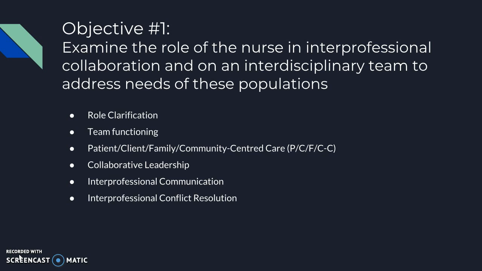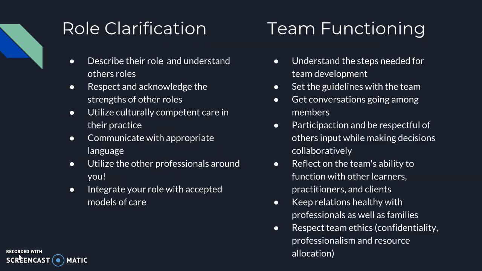There are 6 of them: role clarification, team functioning, patient, client, family, community-centered care, collaborative leadership, interprofessional communication, and interprofessional conflict resolution. I'm not going to go through all these points. What I'm going to do is just give you a little blurb for each one, and you can read the points on your own.